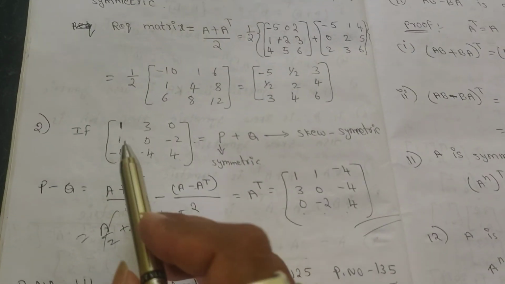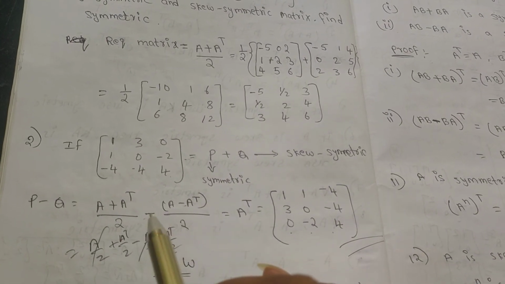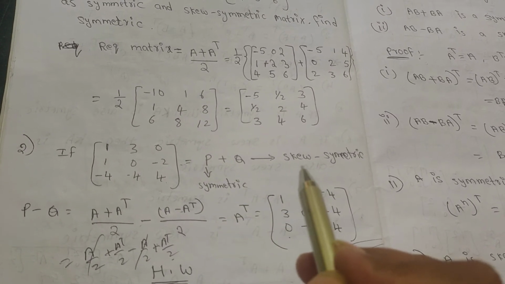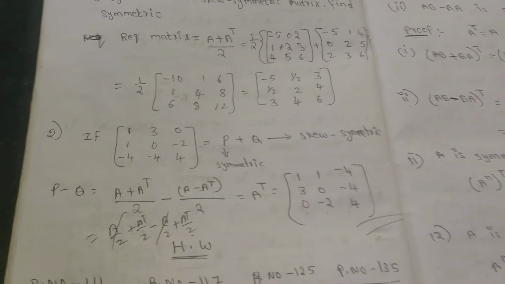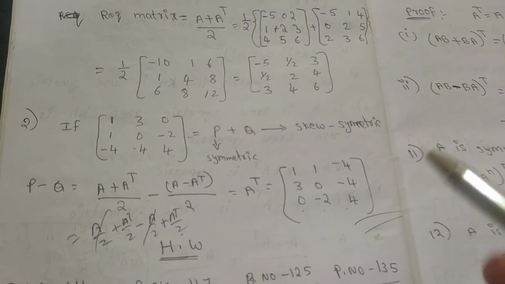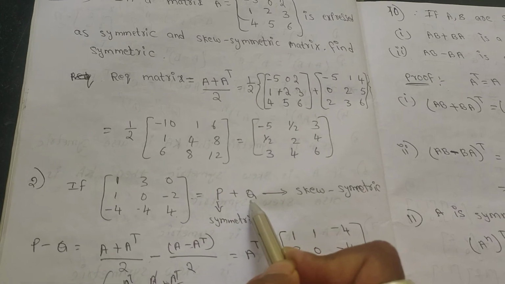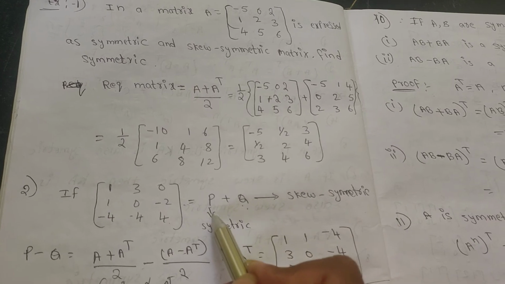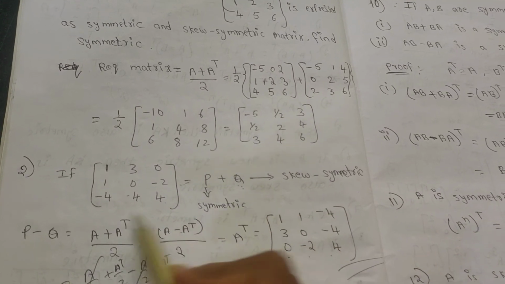So next question: if the matrix [1, 3, 0; 1, 0, -2; -4, -4, 4] is equal to P plus Q, where P is symmetric and Q is skew symmetric, then find P minus Q, he is asking. If they mention P is symmetric and Q is skew symmetric, then every matrix can be expressed as a symmetric and skew symmetric matrix. In this, P is (A plus A transpose) by 2, Q is (A minus A transpose) by 2. Now he is asking to find out P minus Q.